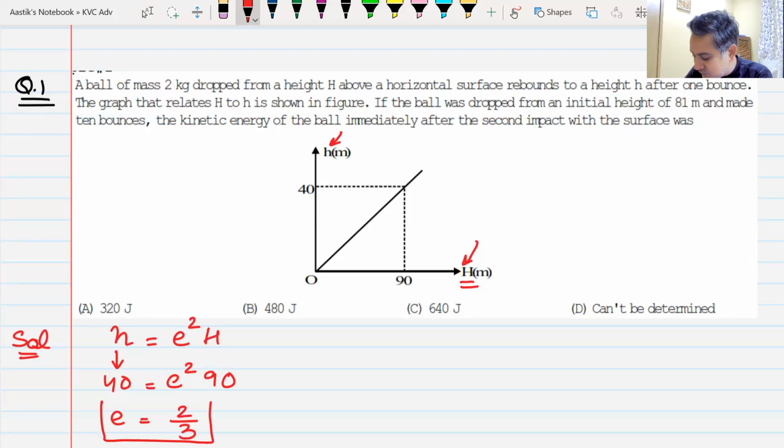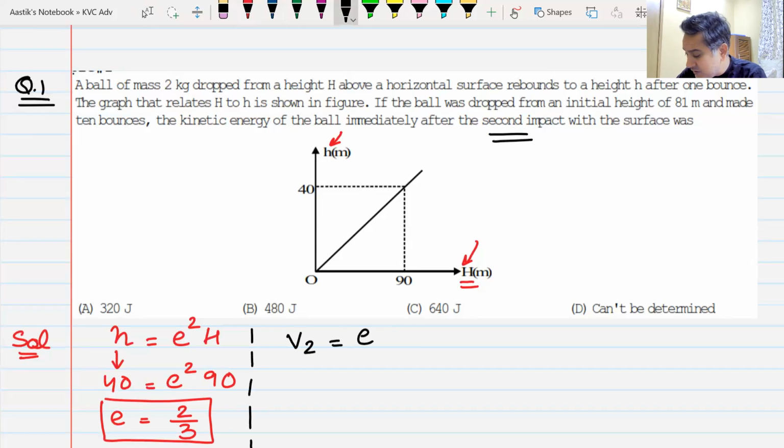That's all the question. You've got the value of e. What you need to calculate now is the kinetic energy after the second impact. So you can find the velocity after the second impact. What will be the velocity after the second impact? e raised to the power of 2, that is e to the power 2, into root of 2gh.